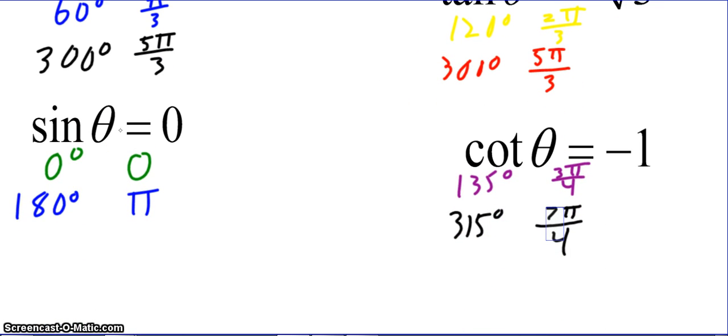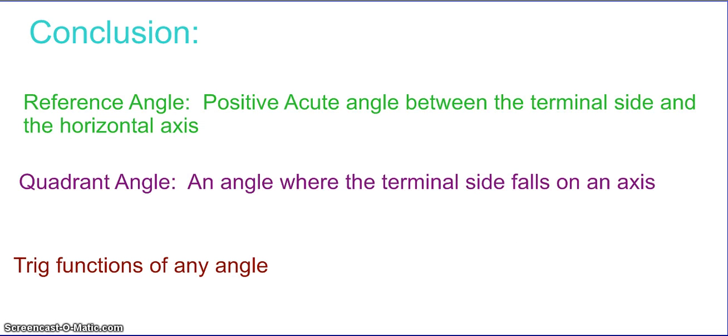Sine of theta equals 0 at 0 degrees and 0 radians, 180 degrees, and pi. Cotangent of theta equals negative 1 at 135 degrees, which is 3 pi fourths, and 315 degrees, which is 7 pi fourths. Okay, so to conclude, we want to make sure we understand a reference angle. It's a positive acute angle between the terminal side and the horizontal axis. A quadrant angle is an angle where the terminal side falls on an axis, and we want to be able to find trig functions of any angle.